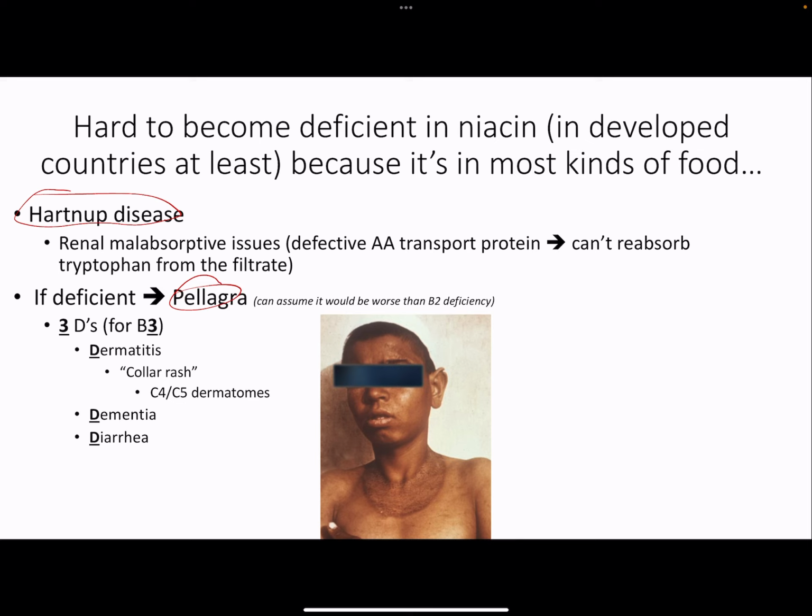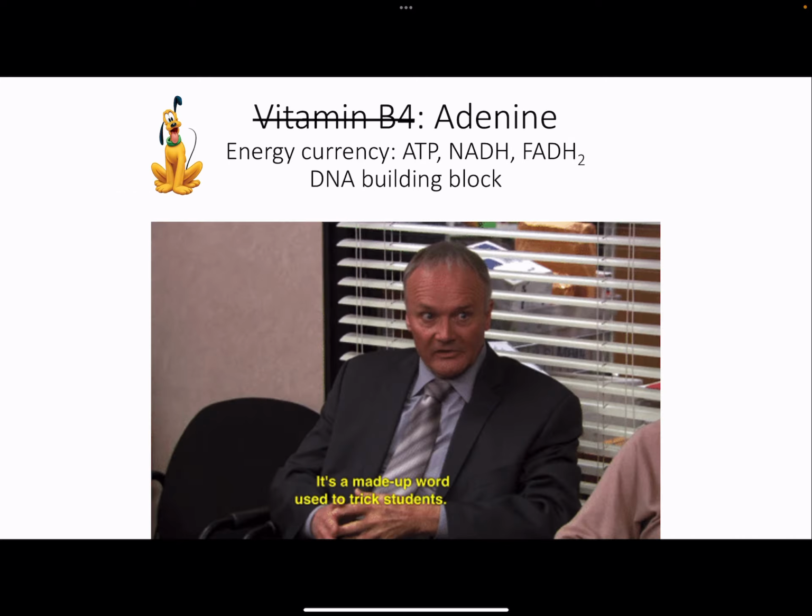So pellagra, what are the symptoms? The 3Ds. Dermatitis. Specifically, you can kind of see this little rash in the C4, C5 dermatome right there. They call it the collar rash. Dementia, diarrhea. Some people say it's the 4Ds because the fourth D is death. You can die from this.